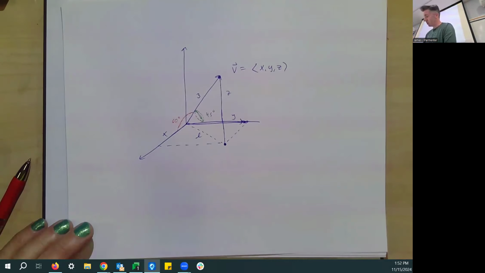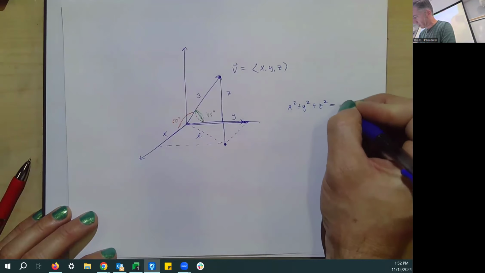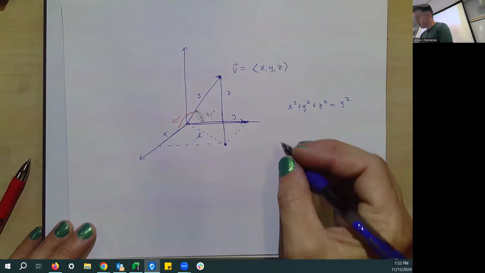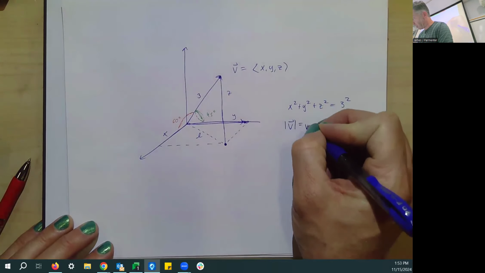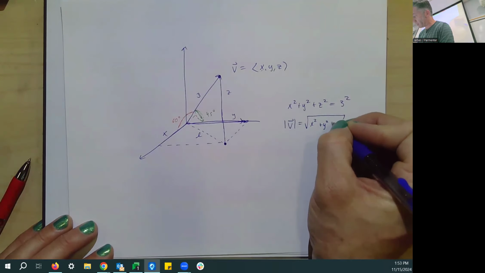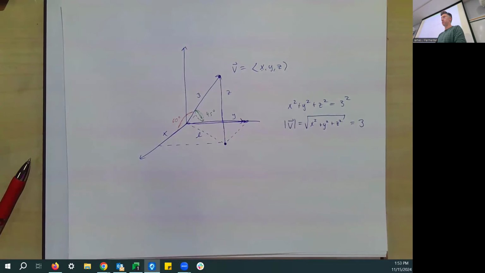Here's one thing I know for sure. x squared plus y squared plus z squared has to equal 3 squared. You can either think of that in the Pythagorean theorem sort of way, or you can think of it in the magnitude of the vector kind of way. The magnitude of my vector is the square root of (x minus 0) squared plus (y minus 0) squared plus (z minus 0) squared, and it should equal the length of the vector, which was given to us as 3. And then I square both sides. And then what?